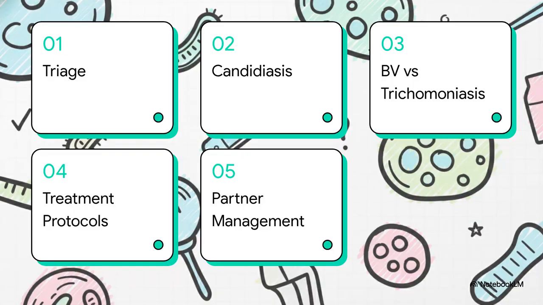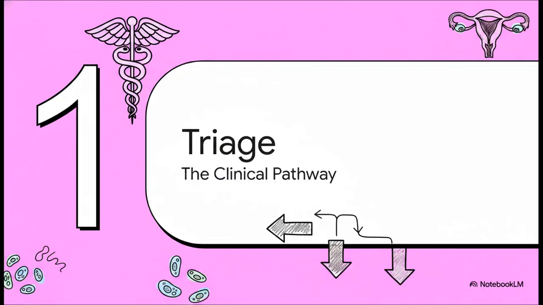First, we'll establish that primary triage question. Then we'll explore the fungal path with candidiasis. After that, we'll differentiate bacterial vaginosis and trichomoniasis. We'll follow up with the targeted treatment protocols, and finally wrap up with the golden rule of partner management. Step by step, we're building out this differential. Section 1. The vaginal discharge triage.